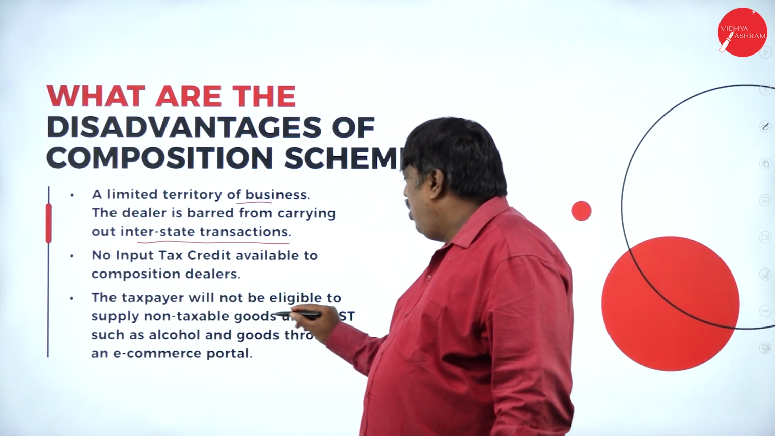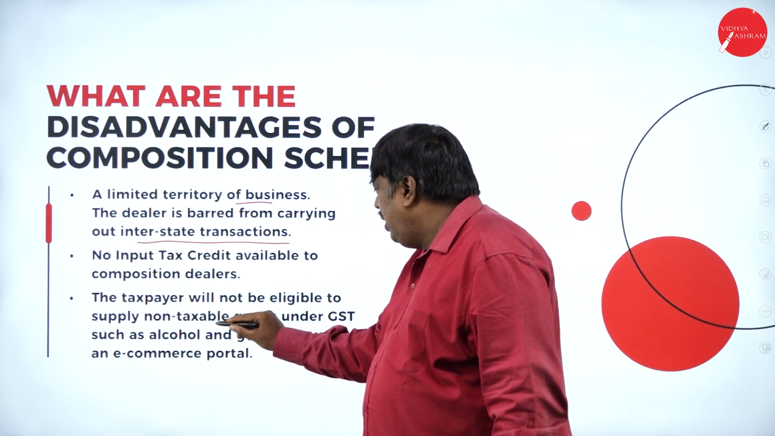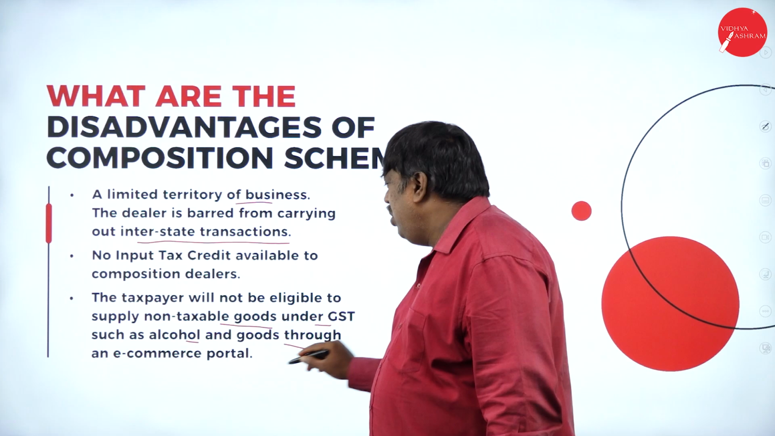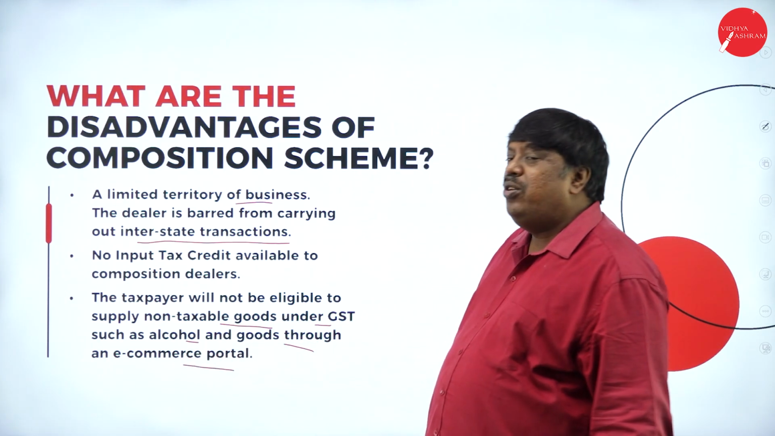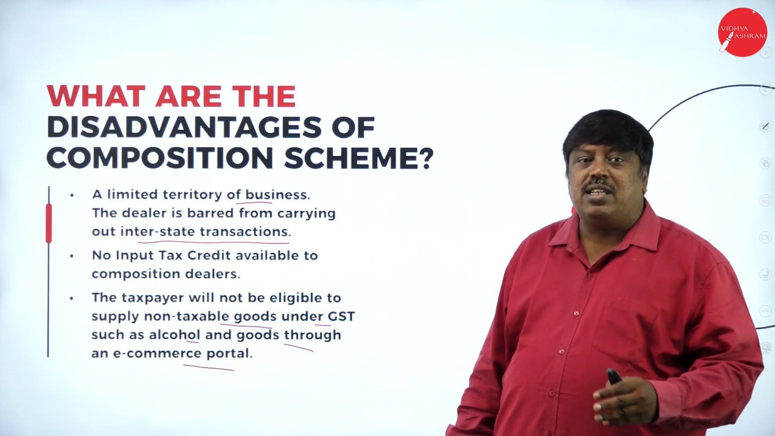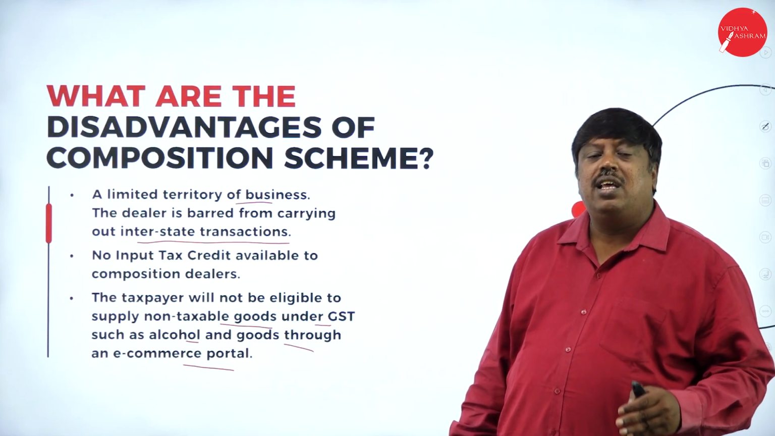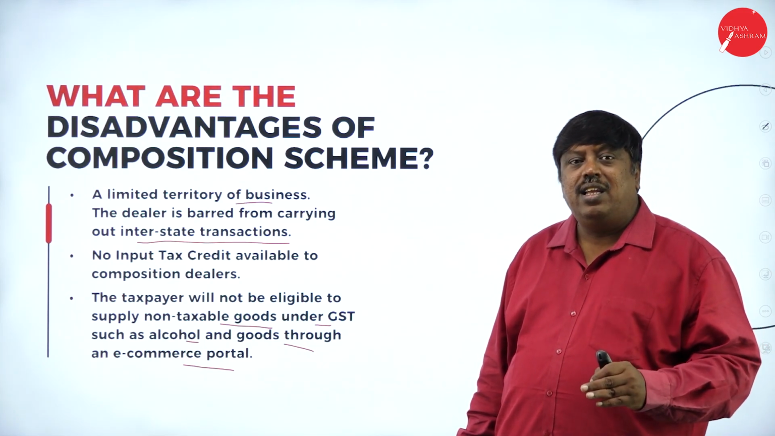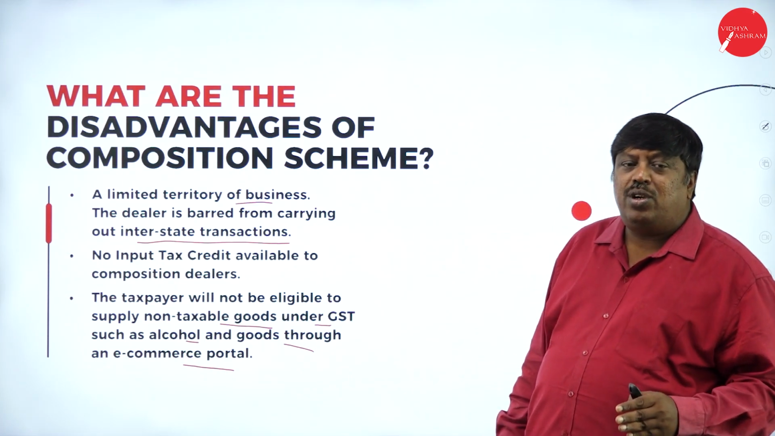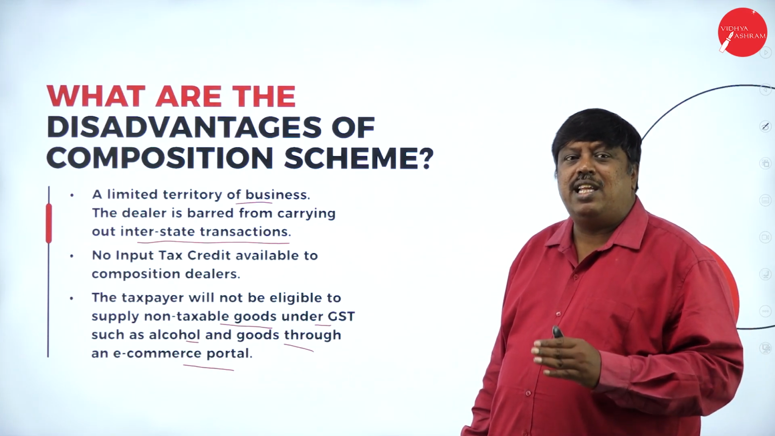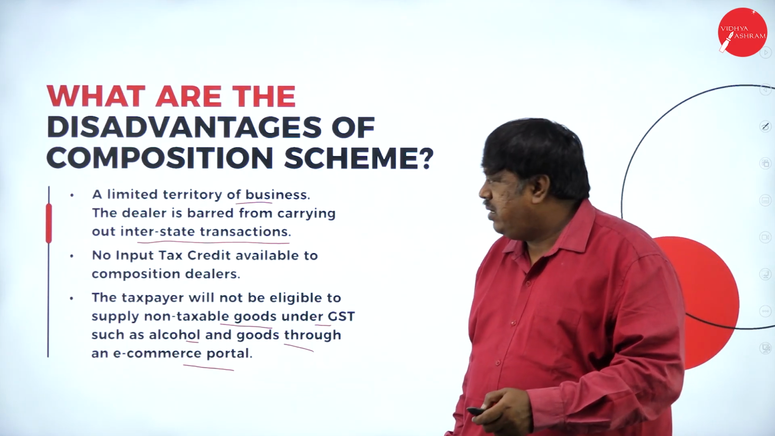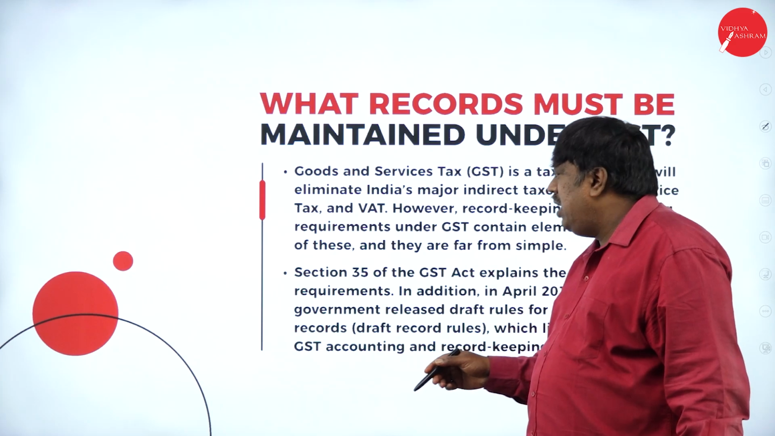The taxpayer will not be eligible to supply non-taxable goods under GST such as alcohol, or goods through an e-commerce portal. So he is not eligible to sell any alcohol products for human consumption, and even he cannot sell the products through online. Physical goods have to be sold to the consumers, and he will not be eligible to sell the goods through e-commerce. What records have to be maintained here?